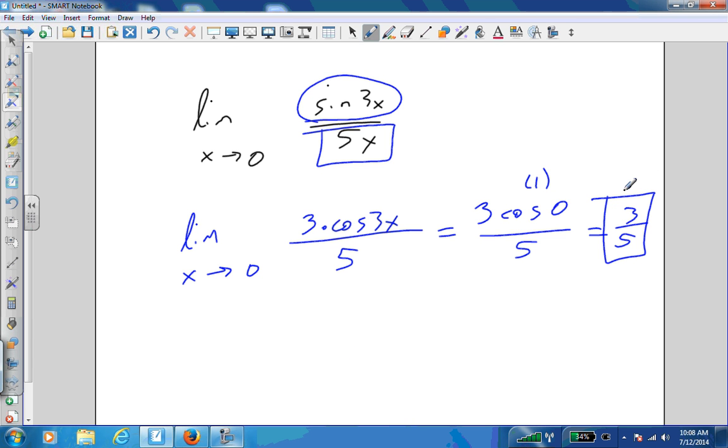Now notice we said if it's indeterminate. If it's not indeterminate, then we can't really use this.